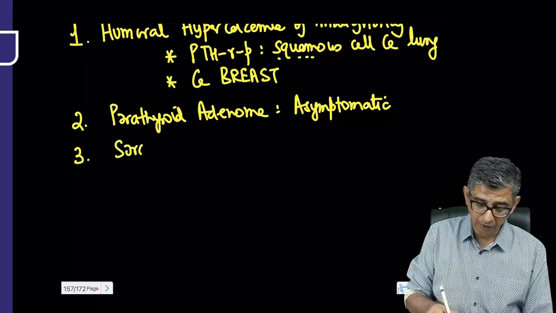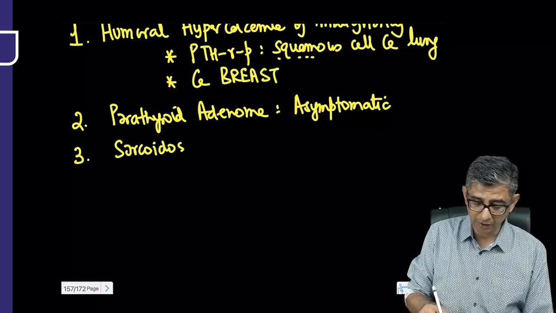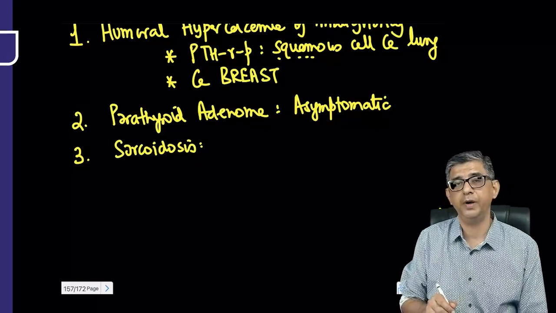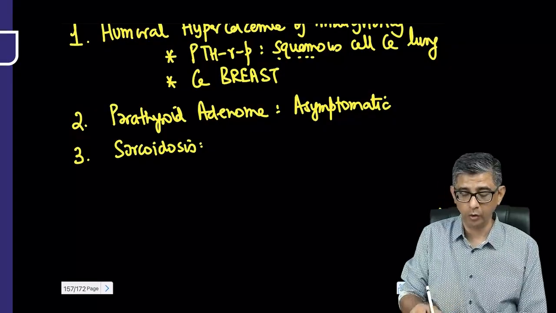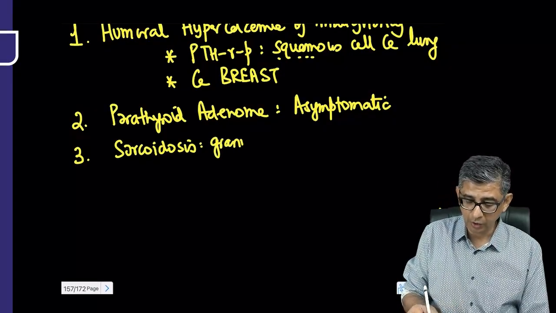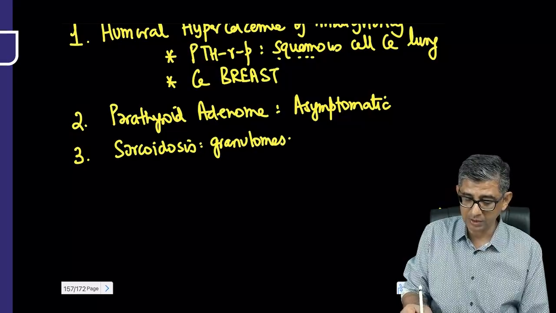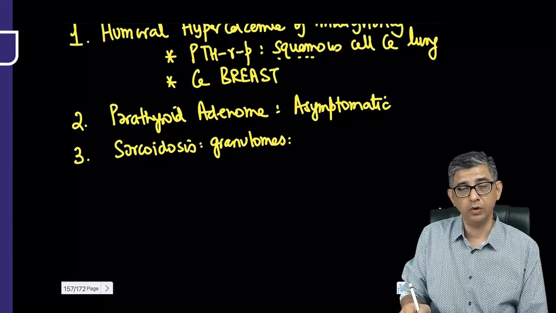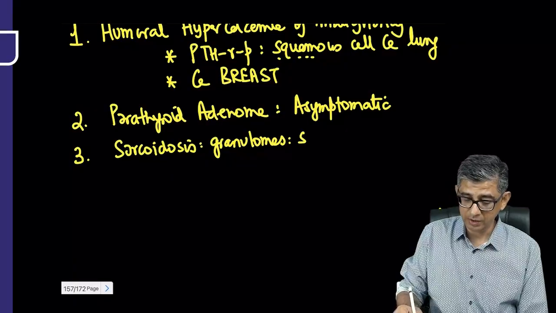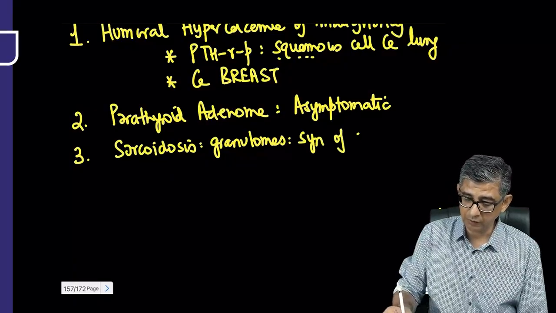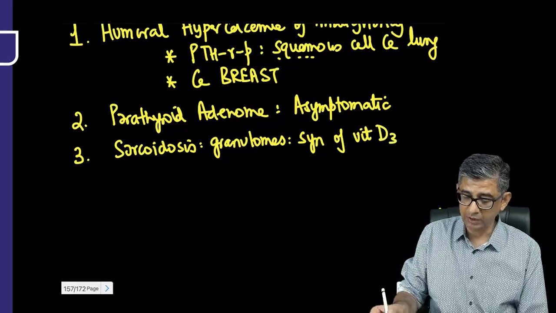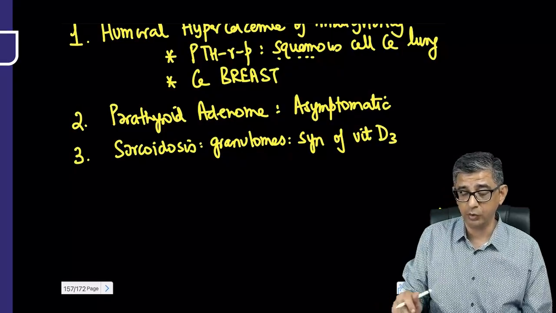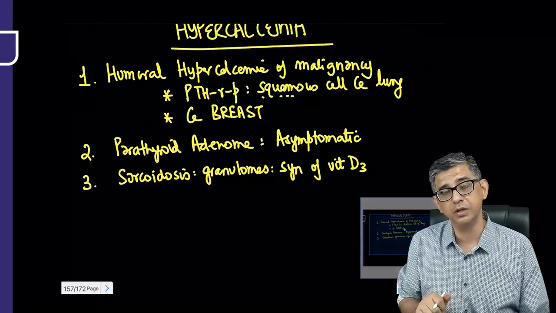Then a very important cause from an MCQ perspective is sarcoidosis. You're aware that in sarcoidosis there is development of non-caseating granulomas. The speciality of these non-caseating granulomas is that they can synthesize vitamin D3 because they have the enzyme 1-alpha hydroxylase. As a result, vitamin D3 is synthesized and contributes to enhanced intestinal absorption of calcium, increasing calcium values and contributing to hypercalcemia in the patient.